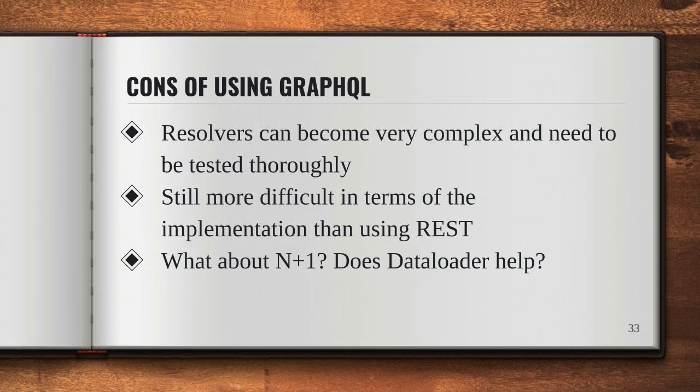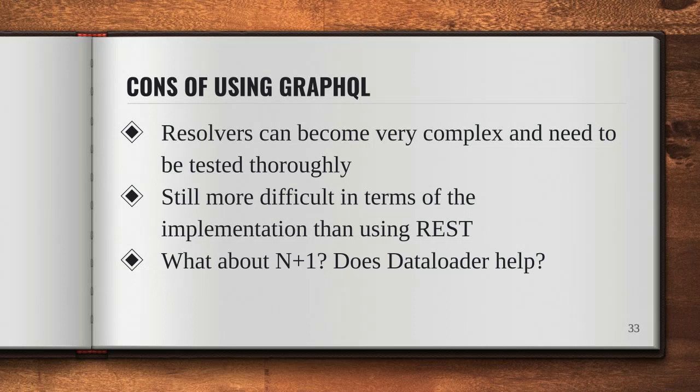So that's tough. That's tougher than writing a REST call that just goes to the database and returns a list of customers, right? It's still more difficult, it seems, in terms of the implementation using REST. It just seems harder to do, right? There's a big benefit, but it seems harder. And what about N+1? What about performance? What about letting customers just do what they want?